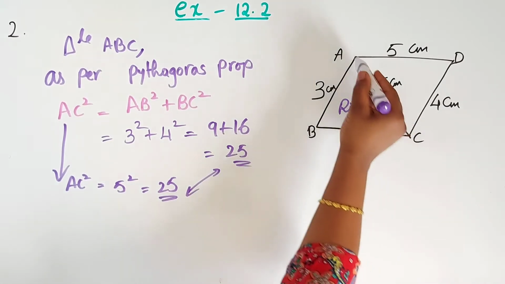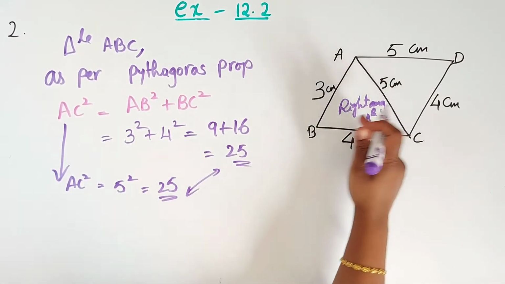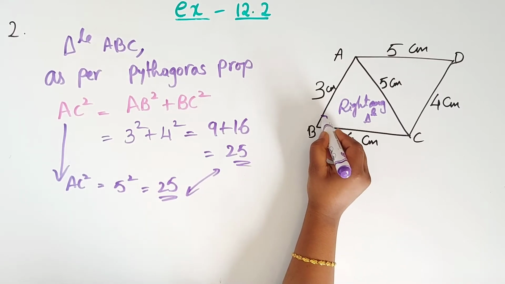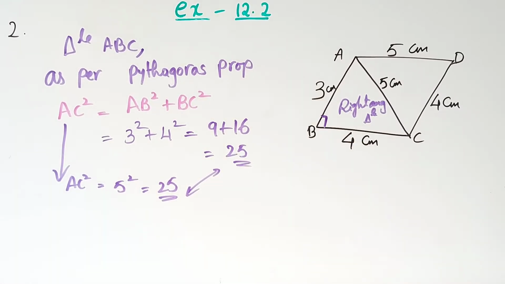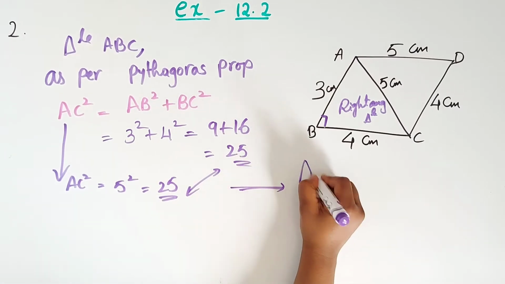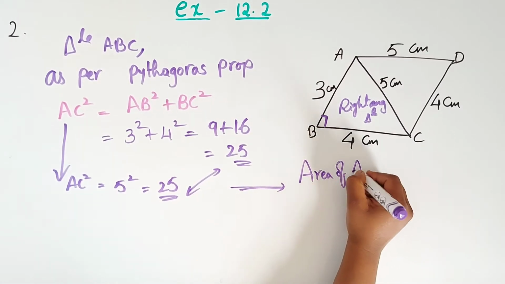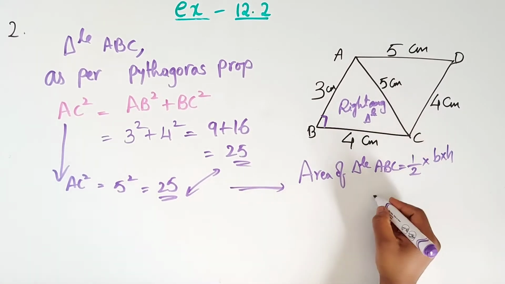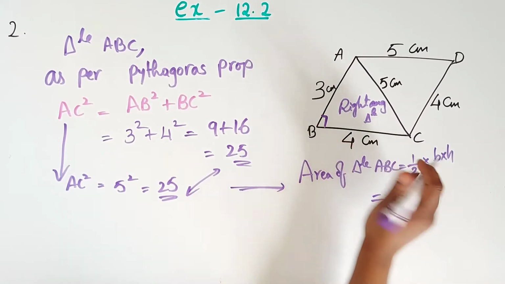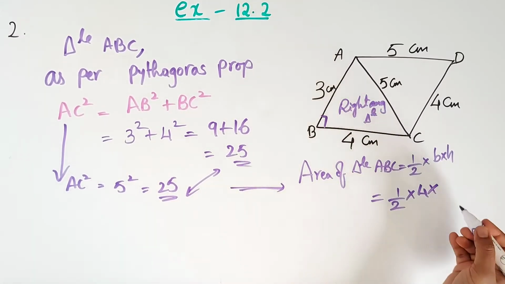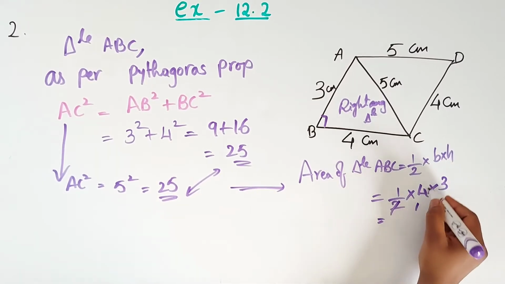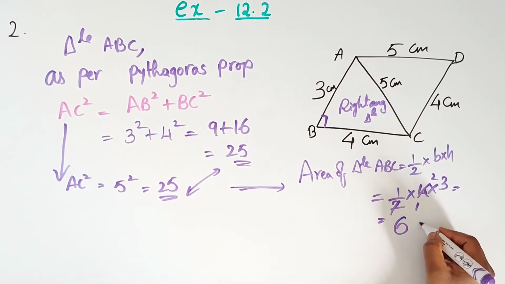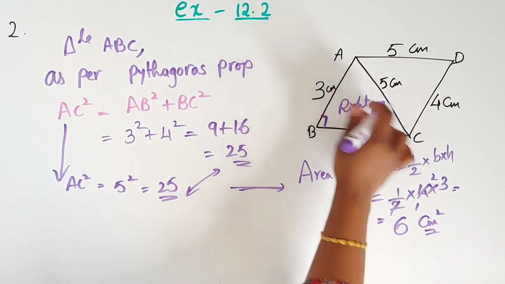Right, children? Here this is the longest side. That means the opposite one is 90 degrees. Angle B is 90 degrees, children. So ABC triangle is a right angle triangle. Therefore, we can use the formula half BH to find out the area. Area of triangle ABC equal to half into B into H, children. Here half, B means 4, H means 3. 2 ones are 2, 2 twos are 4, 3 twos are 6. 6 centimeters square is the area of this triangle, children.